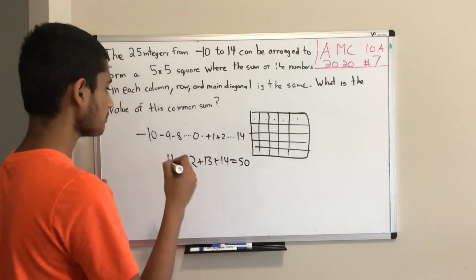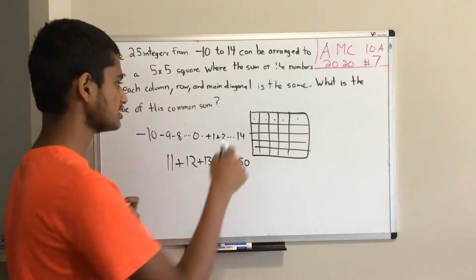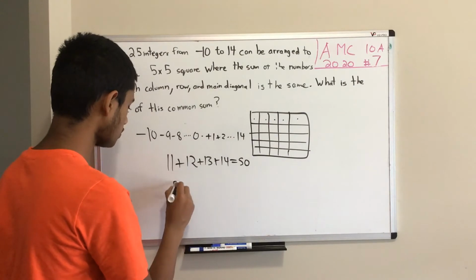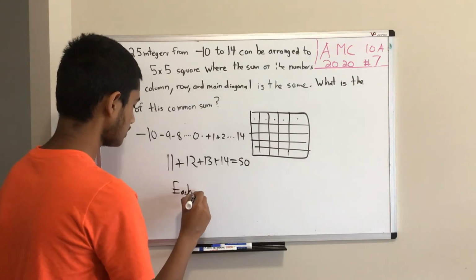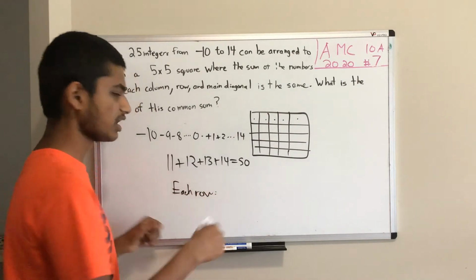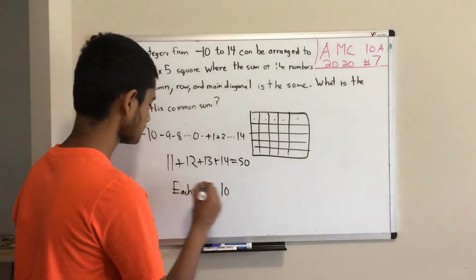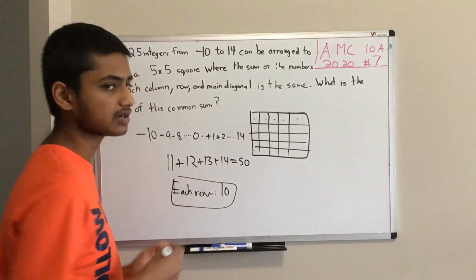And now when we divide that by 5, 50 divided by 5 is 10. So the sum of each row, each column, and each diagonal is simply just going to be 50 divided by 5, which is simply just 10. And that is the sum that we were asked to find.